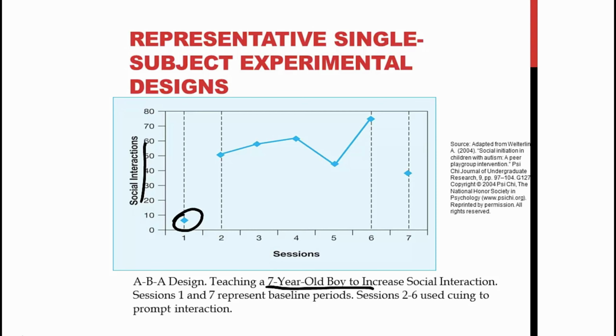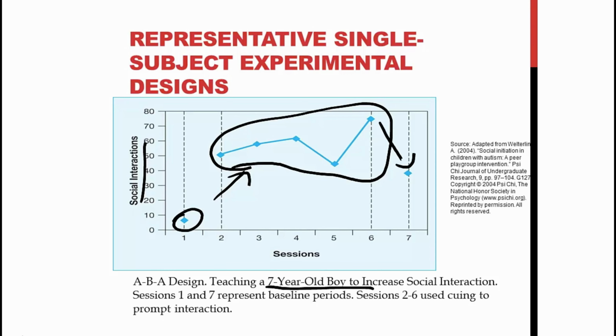In treatments 2 through 6 here, though, what you're seeing is he was getting some sort of cues to prompt interaction, and therefore his social interactions increased significantly from where they were before. Now, this is an ABA design, so as you know, we're going to remove those cues to interact. And what we see is that the behavior, once again, decreases when we're in a baseline phase.